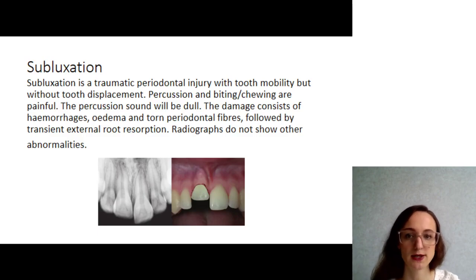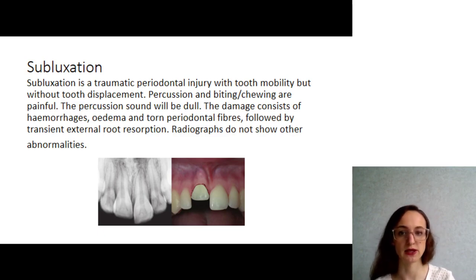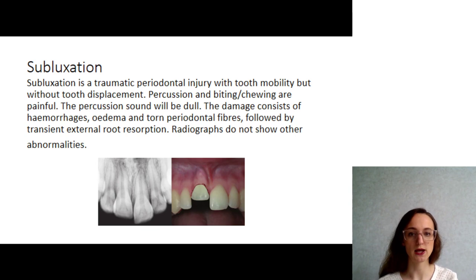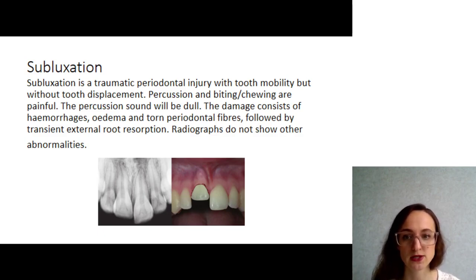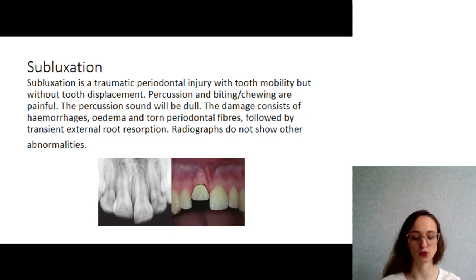Subluxation is a traumatic periodontal injury with tooth mobility, but without tooth displacement. Percussion and biting are painful. The percussion sound will be dull. The damage consists of hemorrhages, edema, and torn periodontal fibers, followed by transient external root resorption.